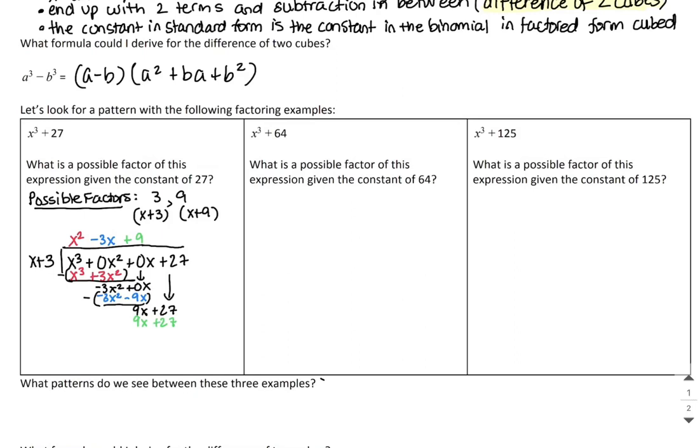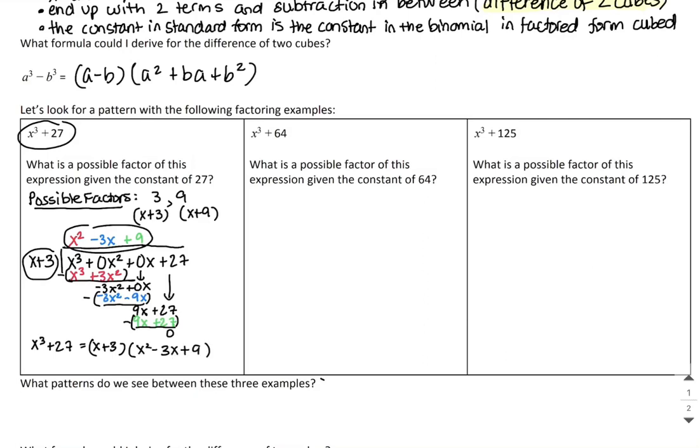am subtracting this to see what I have left over, and I have a remainder of 0, which means x plus 3 is a factor, which means x plus 3 times x squared minus 3x plus 9 gives me x cubed plus 27. So I'm going to write x cubed plus 27 is equal to x plus 3 times x squared minus 3x plus 9.